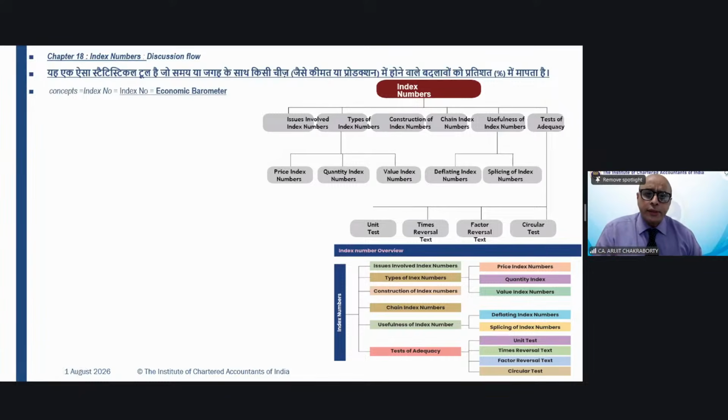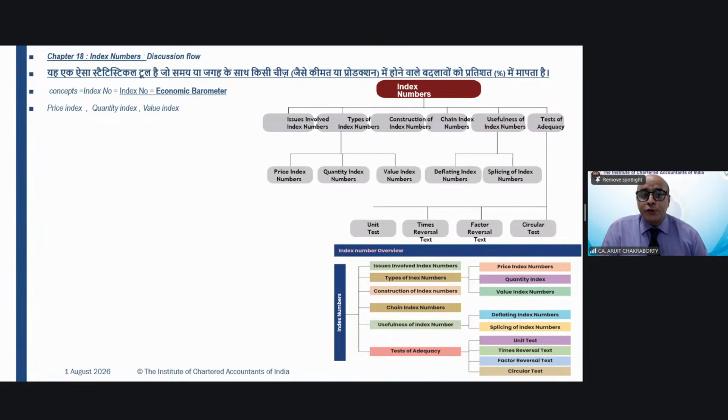So you can see that index numbers, often in Hindi it is known as Suchak Ank, Suchak. Index is a Suchak. So this is a statistical tool, and the intention is it will map or identify the change in the price or the quantity or the value of the current year with respect to the base year, right? So this is what index number is all about. So we will first see the concept of index number, and we will learn the basic construction of index number.